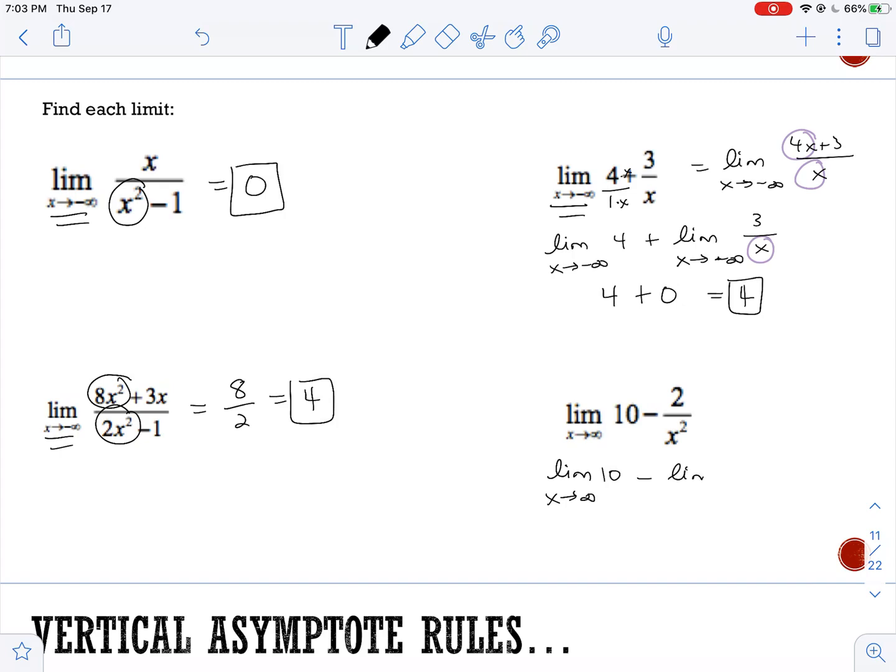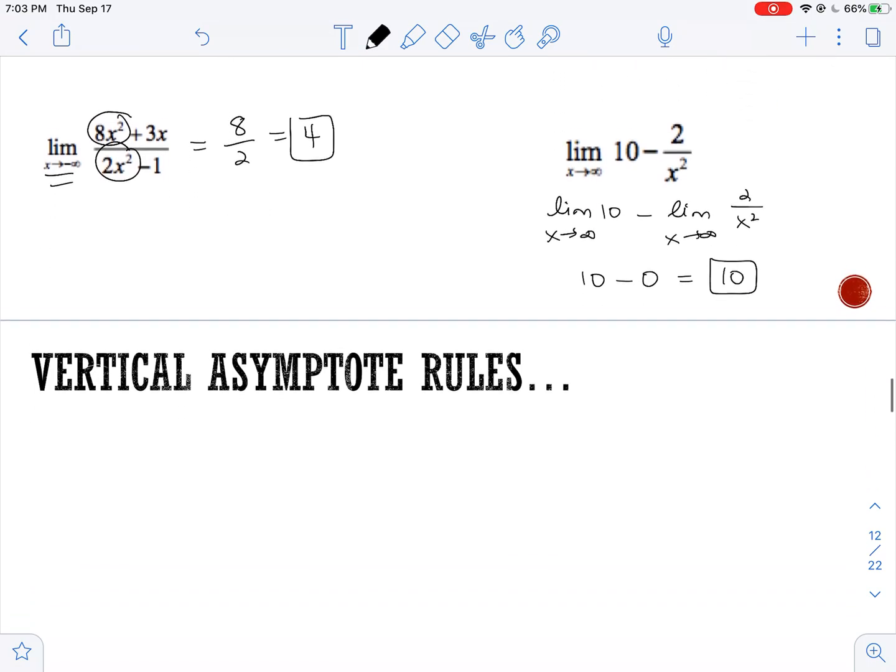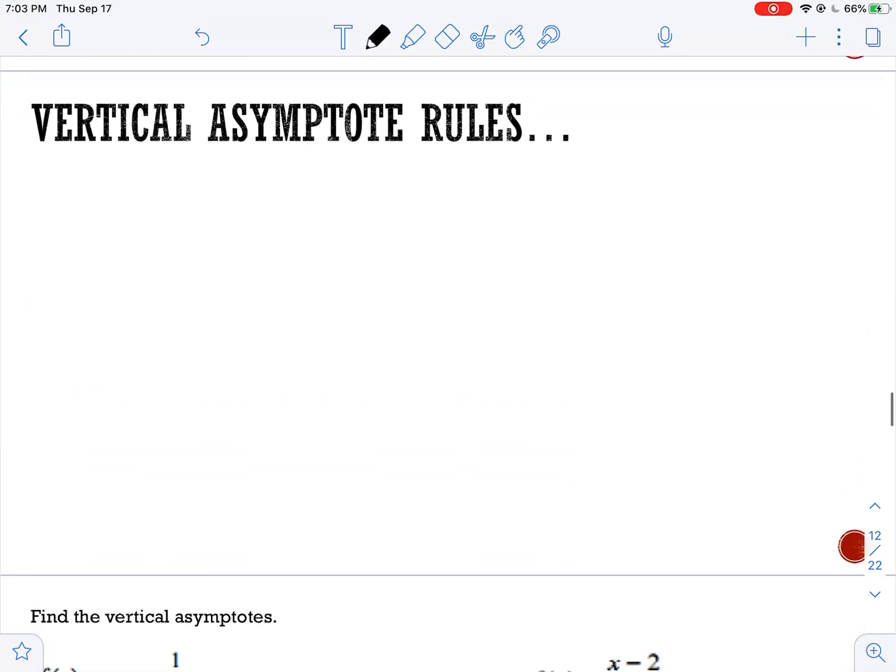So on the next one, I'm going to split it up. So this would be the limit as x goes to infinity of 10 minus the limit as x goes to infinity of 2 over x squared. The first one's limit is 10. In the second one, the denominator wins, so its limit is 0. So 10 minus 0 is 10. So the overall limit for that problem would be 10.